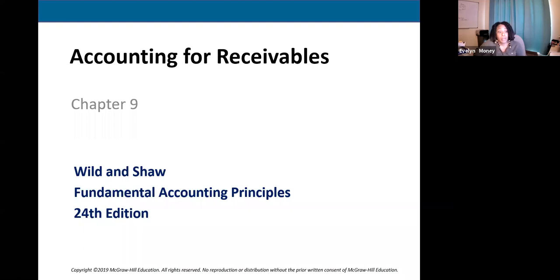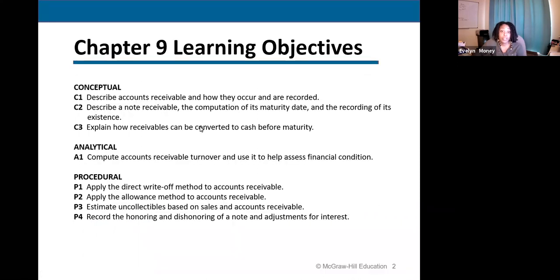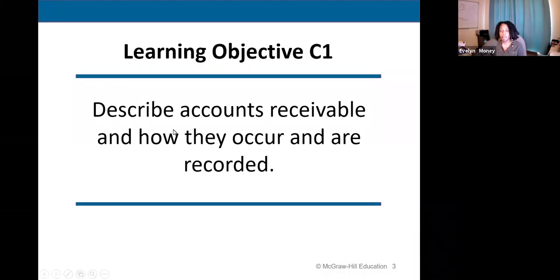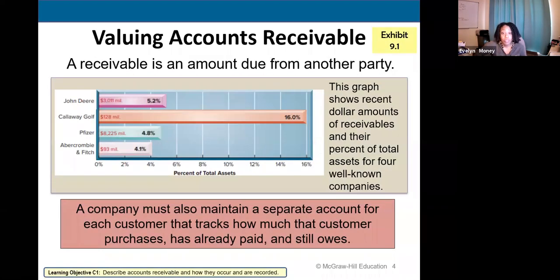You remember from Chapter 2, Chapter 3, a receivable is when a customer promises to pay us later on after we have already provided the service or delivered the goods. Now we're going to get to see how we need to record for accounts receivable, some special topics as it applies to accounts receivable, and we'll also get to see some information on notes receivable as well.